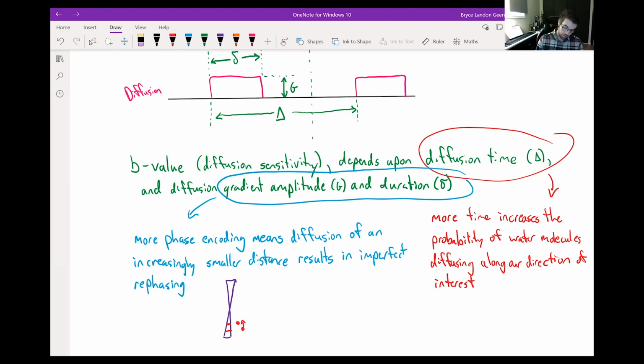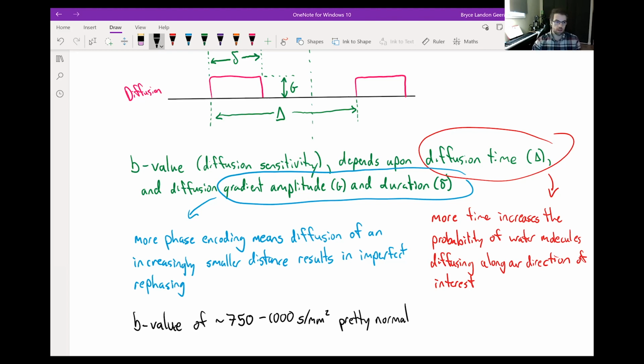Rule of thumb, if you're considering DTI or diffusion weighted images, a b-value of like 1,000 is pretty normal. I would say the range is probably closer to like 750 to 1,000. The units don't matter to us here, but they're seconds per millimeter squared. So that's pretty normal for a diffusion weighted scan. It's the range you would expect to see for a classic one, and that's the standard for diffusion weighted imaging.